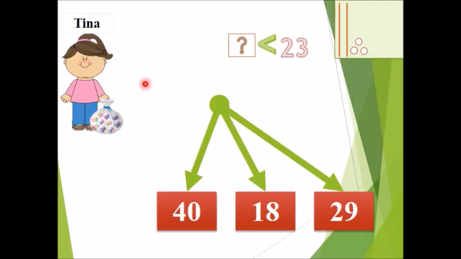Tina collected less marbles than she did in the first game. We know that in the first game she collected 23. Look at the model of 23. 23 has 2 tens and 3 ones. So any number that is less than 23 must have either fewer tens, fewer ones, or both. This sign shows is less than. Which one of those numbers is less than 23?